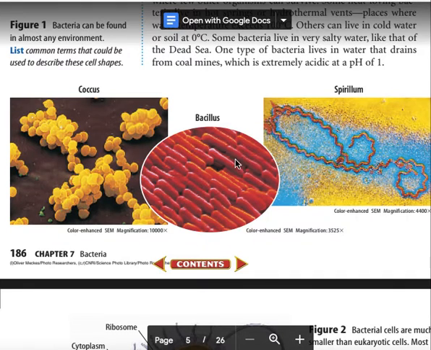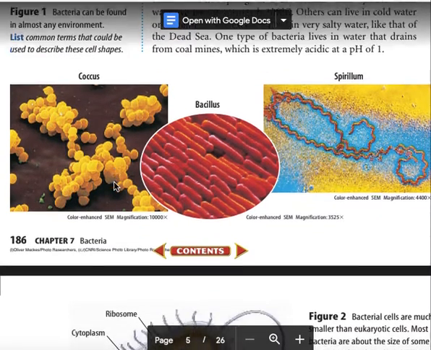These are the three different shapes of bacteria. This is coccus, bacillus, and spirillum. Spirillum comes in kind of a spiral form. Bacillus comes in a rod-like shape, and the other shape is just this circular, kind of cluster shape.